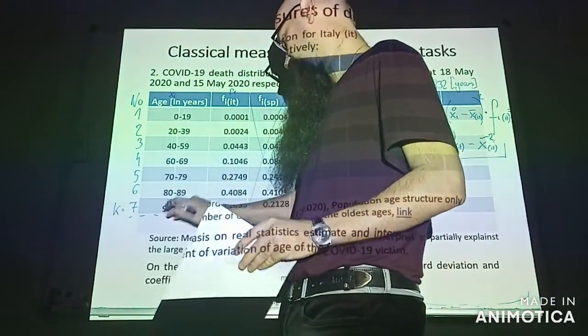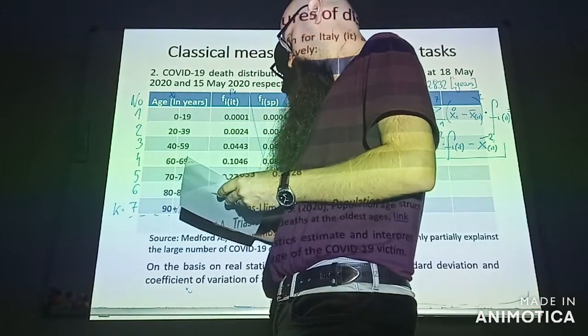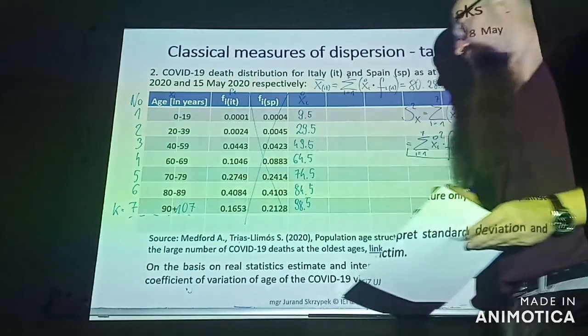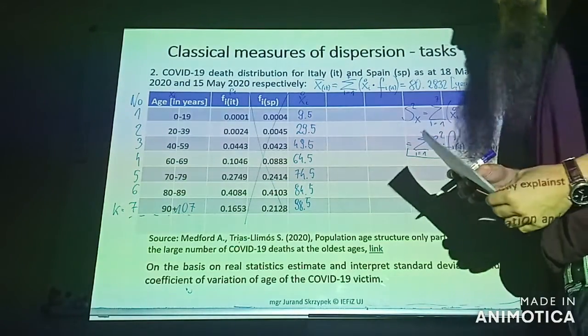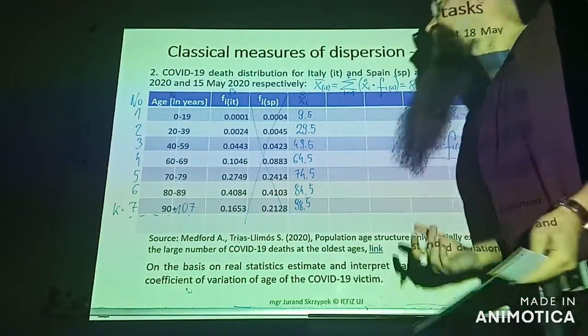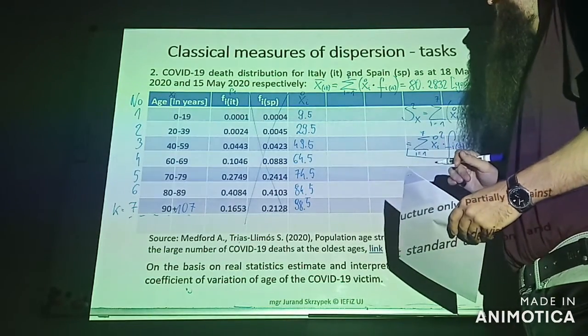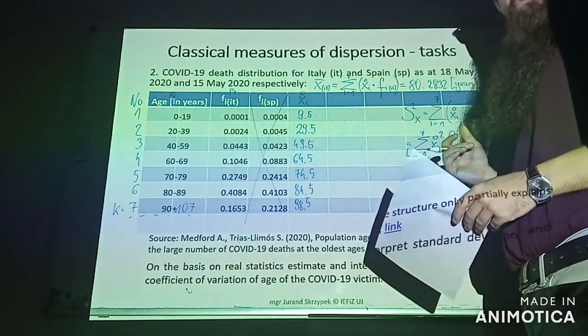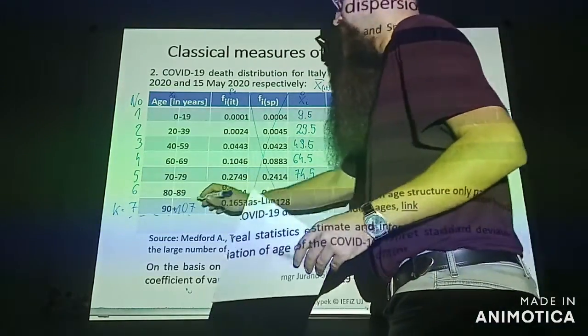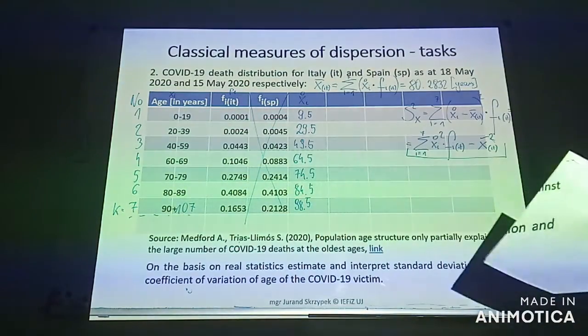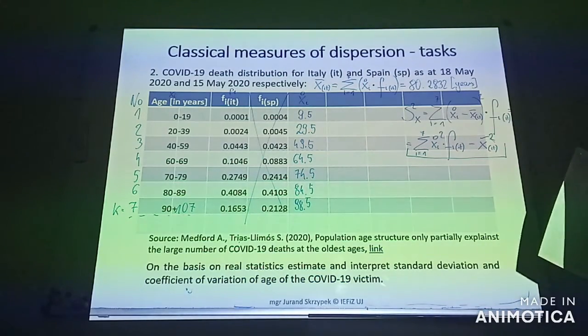Yes, I forgot that the oldest victim in Italy and in Spain, both in Italy and Spain, was 107 years old. Okay, I have the middle of the classes.